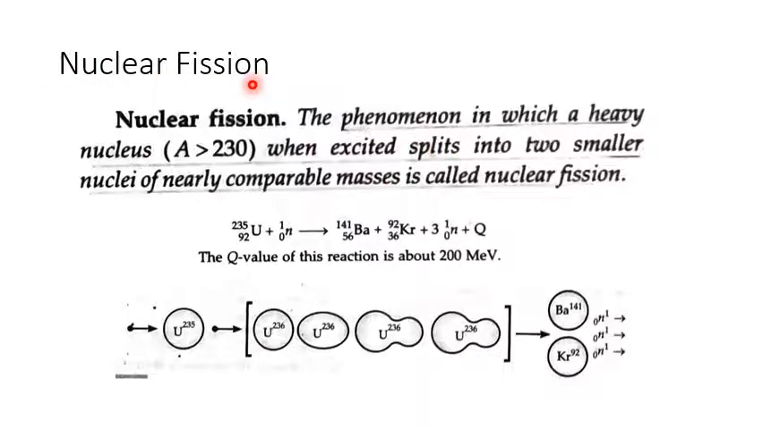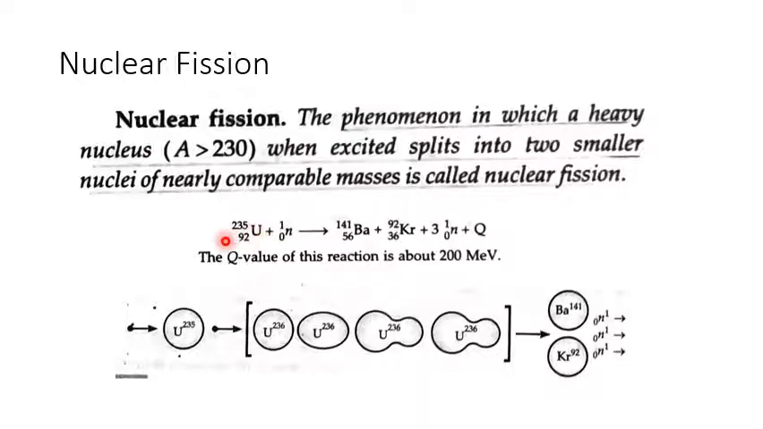Fine. So let us consider your uranium. This uranium has a mass number 235. If the mass number is greater than 230, what happens? It is known as your heavier nucleus. So uranium is a heavy nucleus. So if it is a heavy nucleus, that means it has a very large amount of protons and neutrons. Large amount of protons and neutrons means large amount of nucleons.